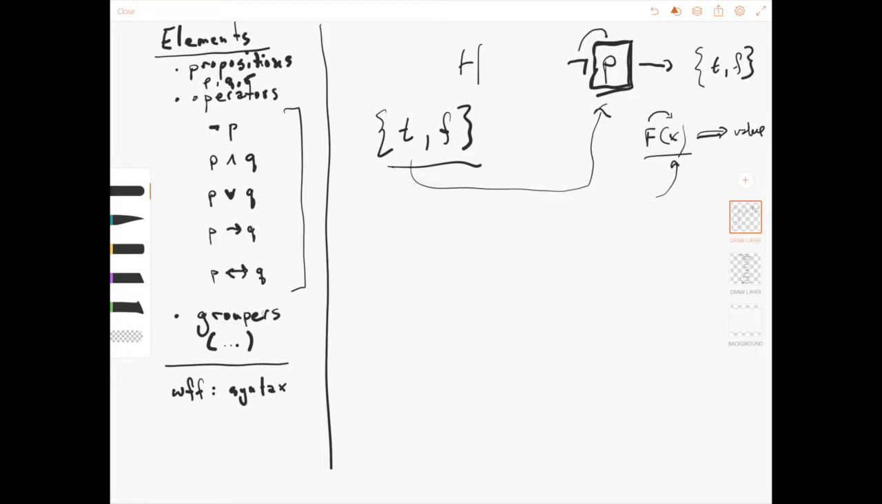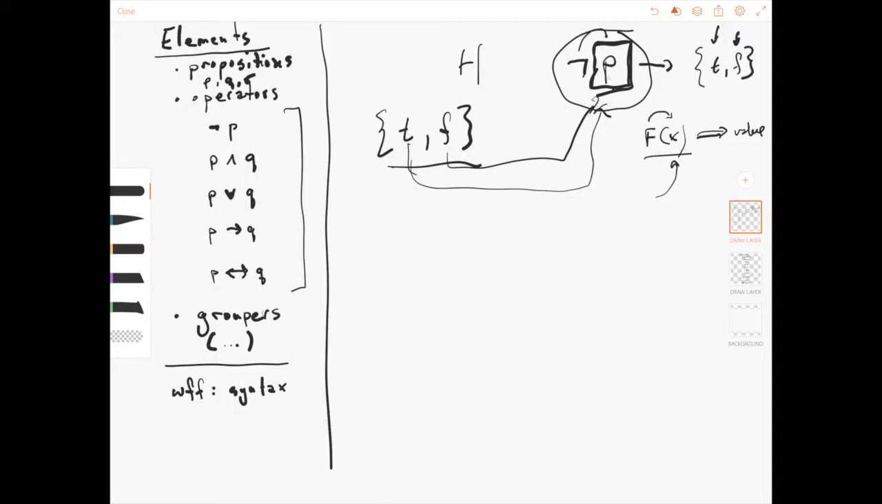So if we think about the behavior of this expression more specifically, if we assign true to P, then it's not the case that P is going to give us as an output false. If we assign false to P, or in other words, if P has the value false, then it's not the case that P is going to have the value true.